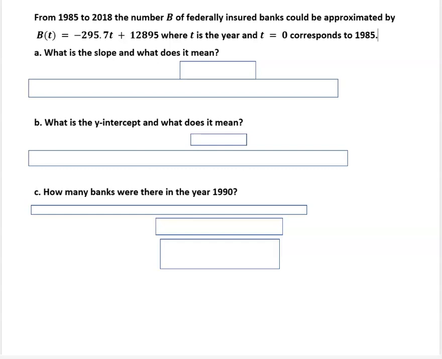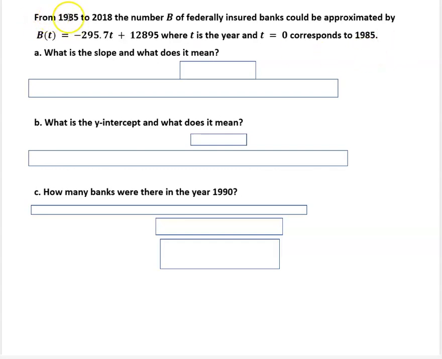I wanted to interpret an equation for you that's written in standard form. It says from 1985 to 2018, the number B of federally insured banks could be approximated by B of T equals negative 295.7T plus 12,895, where T is the year and T equals 0 corresponds to 1985. So let me break that down for you a little bit.